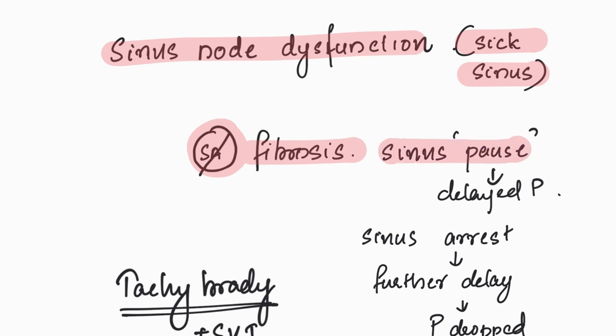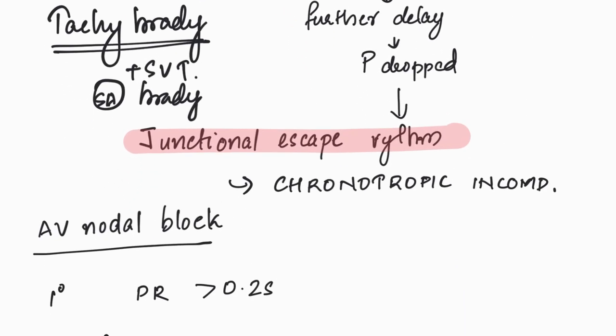When it is so delayed that a P is dropped, we call it a sinus arrest. In this condition, when there is a drop of the P wave, there is something called the junctional escape rhythm, where the AV node becomes the pacemaker. In sick sinus syndrome, we usually see what is called chronotropic incompetence. When patients are asked to exercise, usually the heart rate increases, right? But these patients are not able to increase the rate in response to exercise. This is what we call chronotropic incompetence.